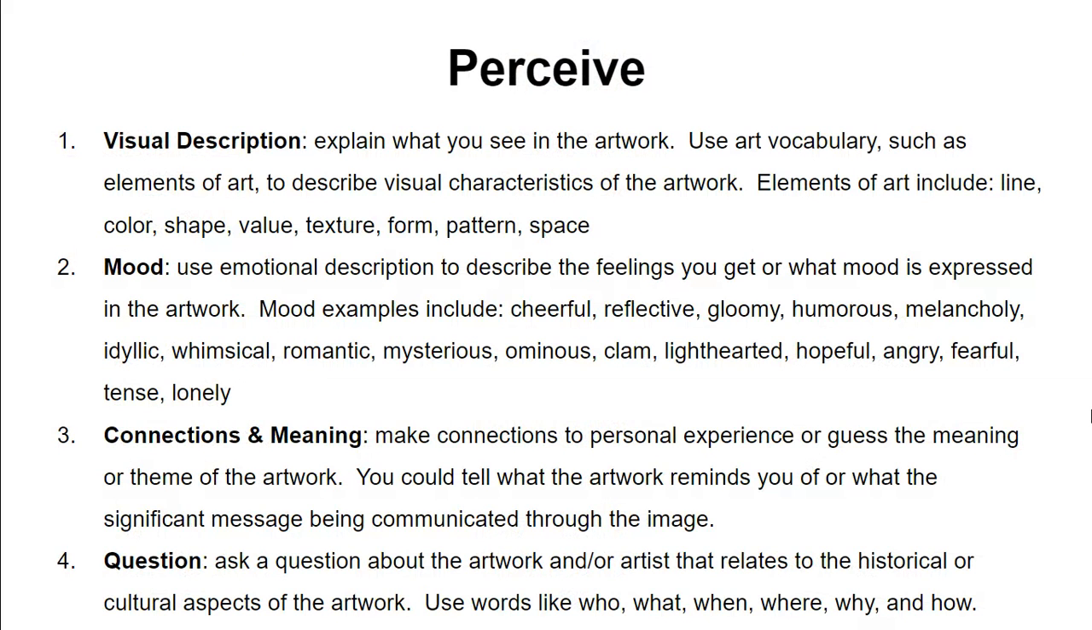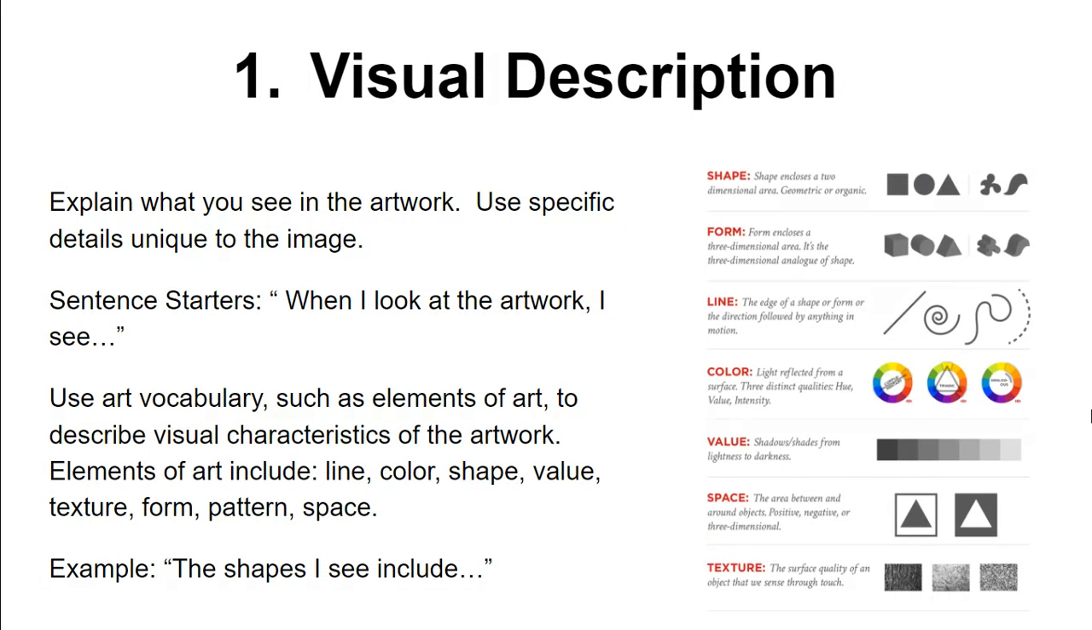There are four different categories in interpreting artwork. The first is a visual description, essentially explaining what you see in the artwork. The second is mood, which focuses on emotion and feelings that are expressed in the artwork. The third is connections and meaning. You drawing from your personal experience to talk about what the artwork reminds you of, or a metaphor or hidden meaning that the artwork or the artist is expressing. And the fourth and final one is questioning, asking a meaningful question about the artwork and the artist related specifically to the content. So now let's look at the first one, visual description.